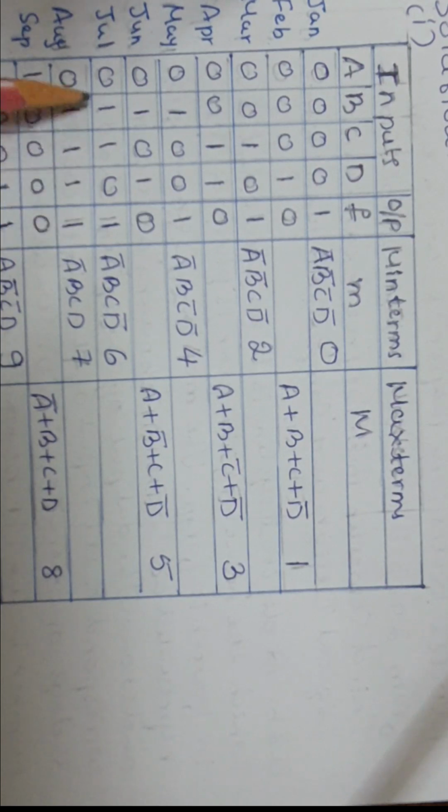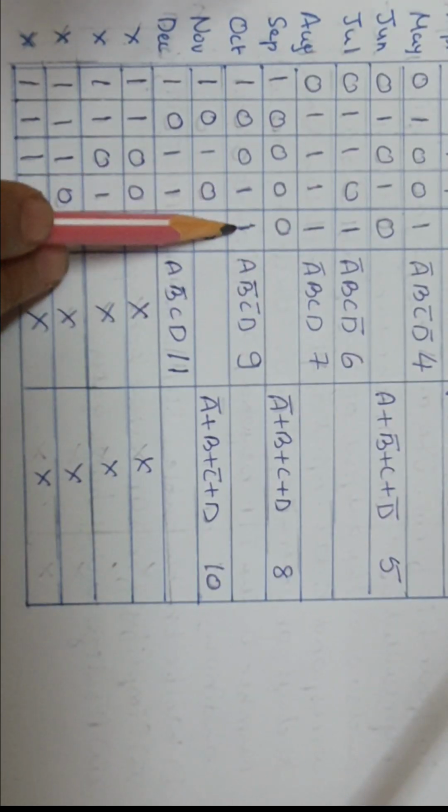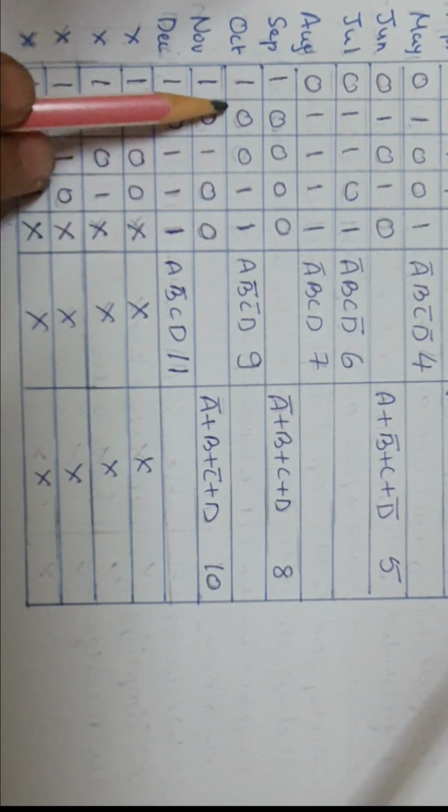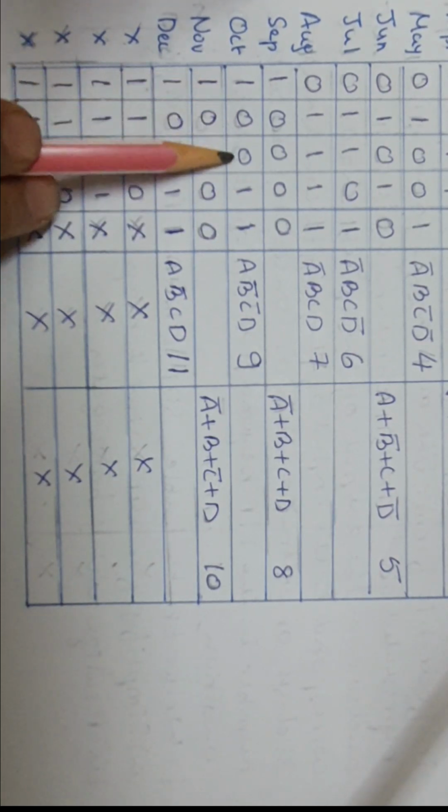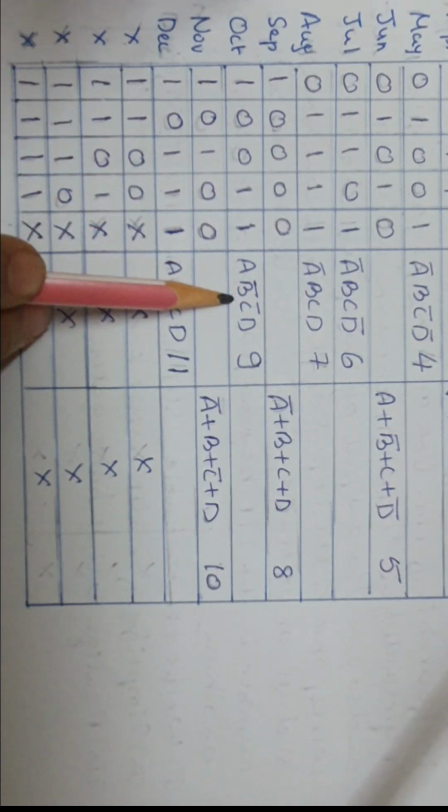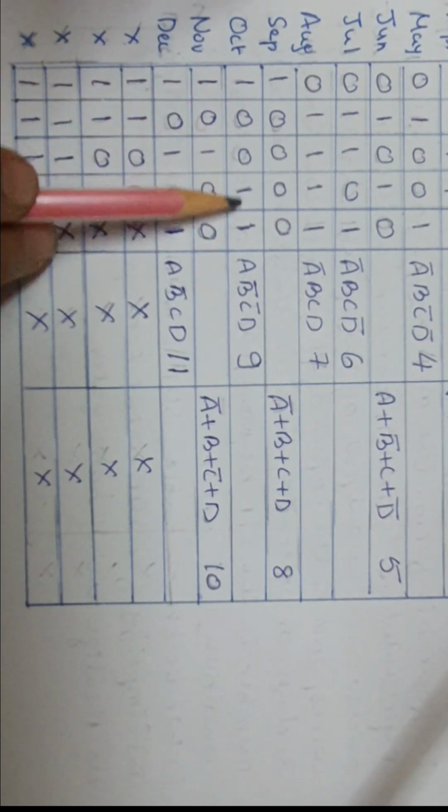Next here the output is 1, 0, 1, 1, 0 means A bar, B, C, D bar. So that is written here. Then 0, 1, 1, 0 means in decimal it is 6, hence it is min term 6. Then 0, 1, 1, 1, A bar, B, C, D. That is the product term here. So 0, 1, 1, 1 means in decimal it is 7, hence it is min term 7. Next, after min term 7, here the output is 1. So 1, 0, 0, 1, A, B bar, C bar, D. That is written here. So 1, 0, 0, 1 means in decimal it is 9.